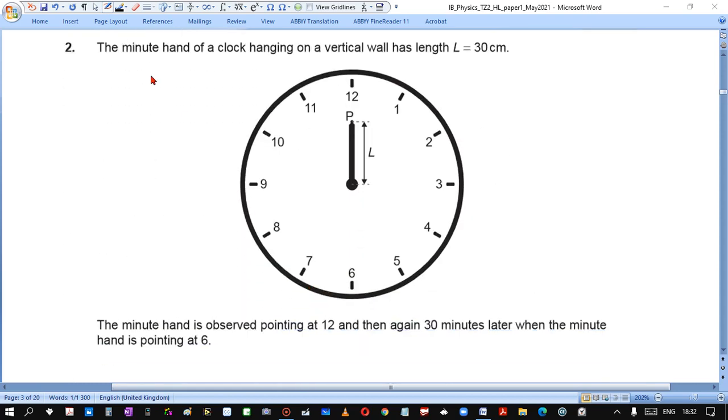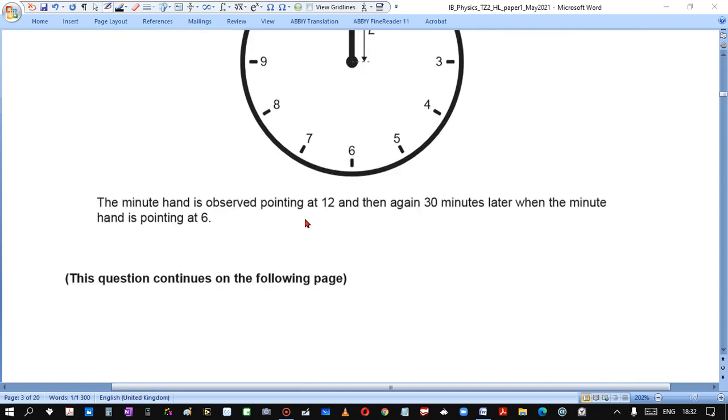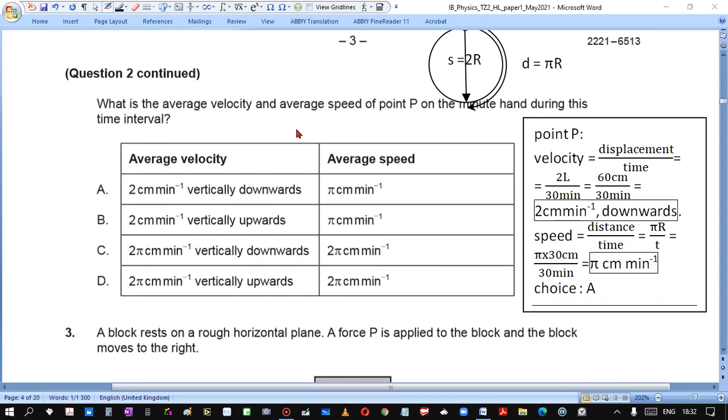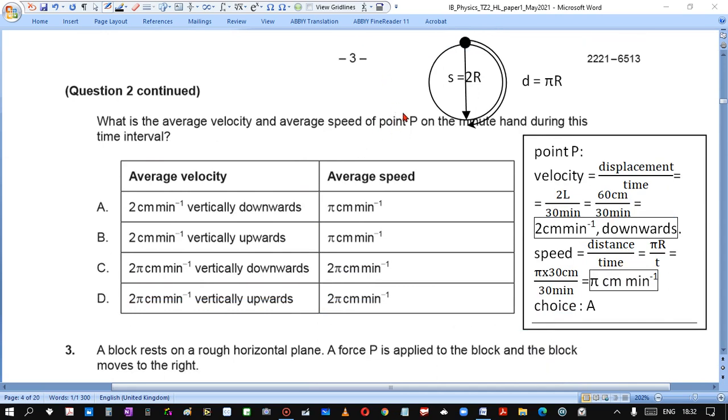The minute hand of a clock hanging on a vertical wall has length 30 centimeters. The minute hand is observed pointing at 12 and then again 30 minutes later when the minute hand is pointing at 6. So it was pointing at 12 and then pointing at 6. What is the average velocity and average speed of the minute hand during this interval?